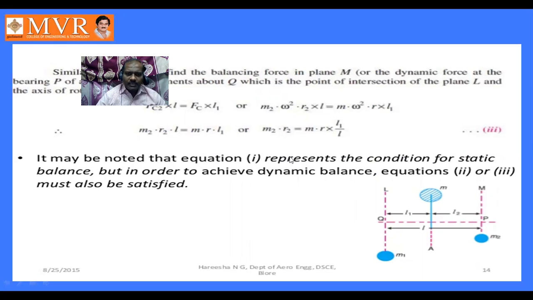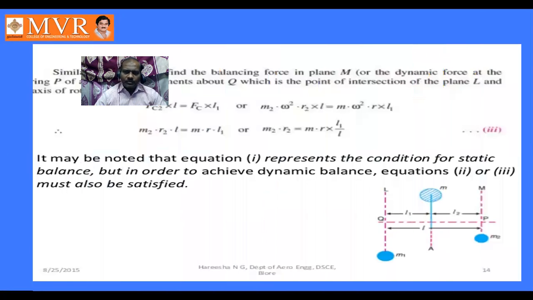It will be noted that the first represents the condition for static balancing. But in order to achieve dynamic balancing, equation 2 or 3 must be satisfied. Because by adding the m2 mass, it may be disturbing the first balanced condition. By adding m1, still we can be able to come into a balanced state.